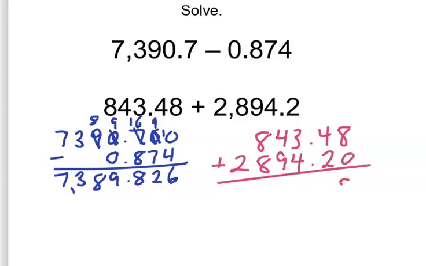8 plus nothing is 8. 4 plus 2 is 6. 3 plus 4 is 7. 9 and 4 is 13. 8 and 8 is 16. Plus 1 more is 17. And 2 plus 1 is 3. We'll bring down the decimal, put the comma. So the addition problem is 3,737.68. All right, let's move on to the next problem.